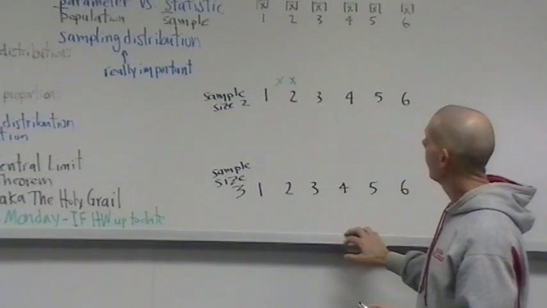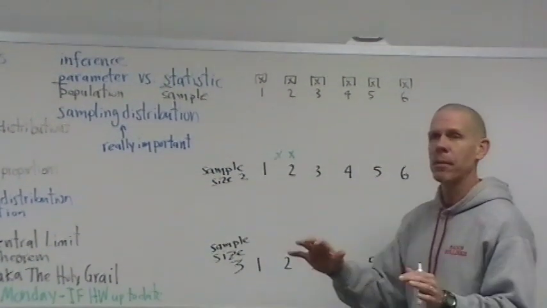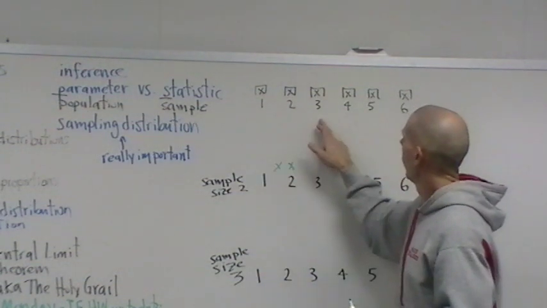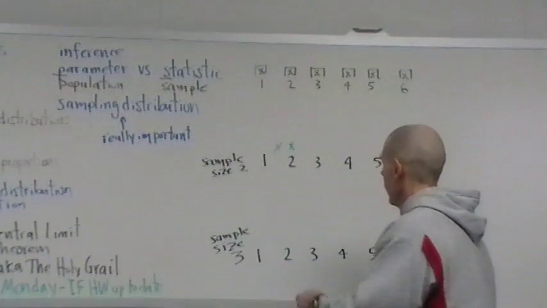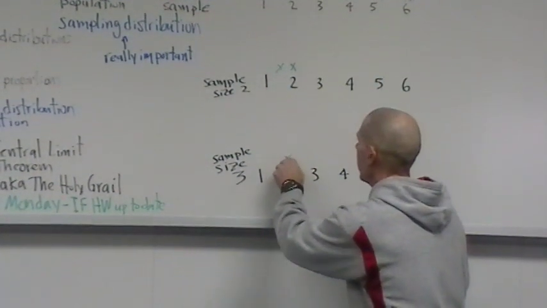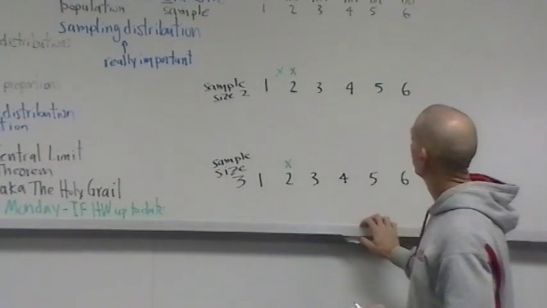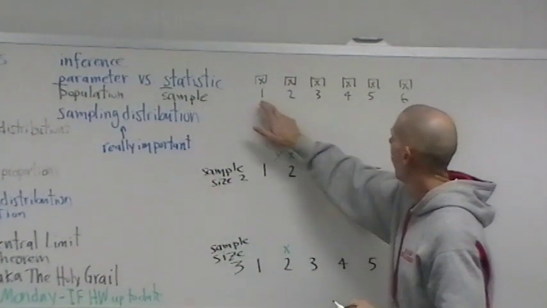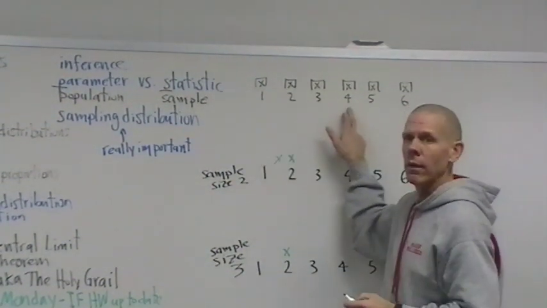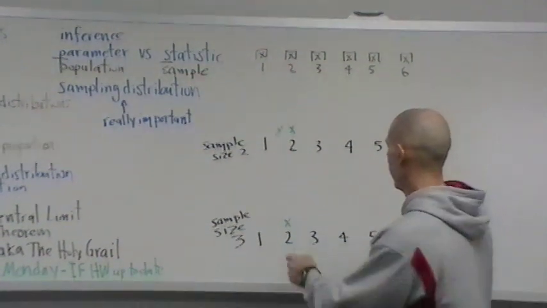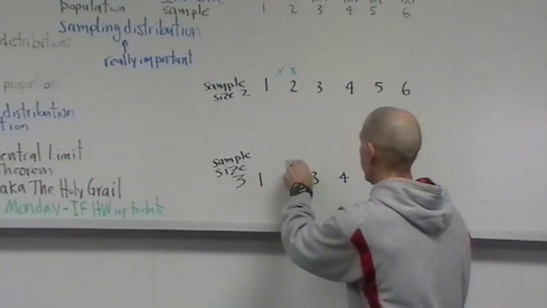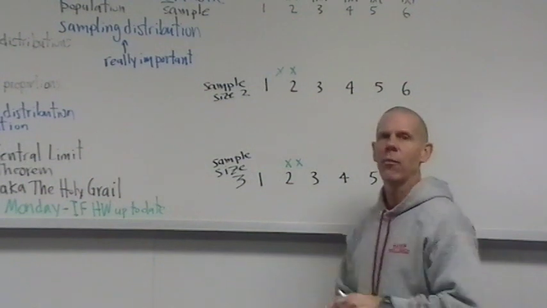And one of the samples I could take, what if I just happened to get people 1, 2, and 3? Well, I would take the average of that, and the average of 1, 2, and 3 is 2. Well, there's one of my sample means. Another sample mean I could get, if I happen to pull out people 1, 2, and 4, if I take the average of those 3, I get 2 1/3. Well, now I need to make a mark at 2 1/3. What I'd like you to do is finish that one too.